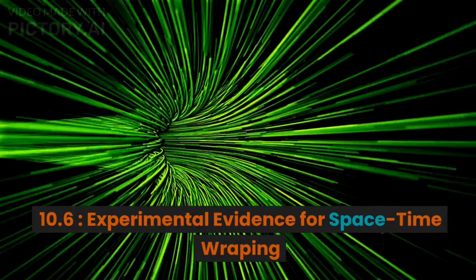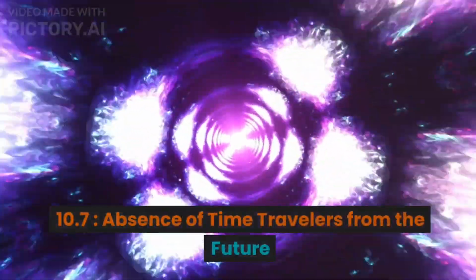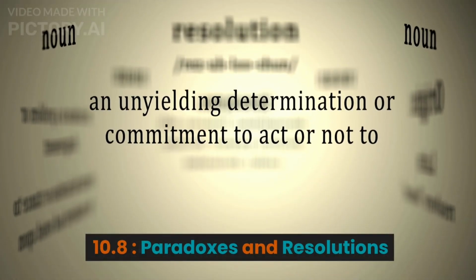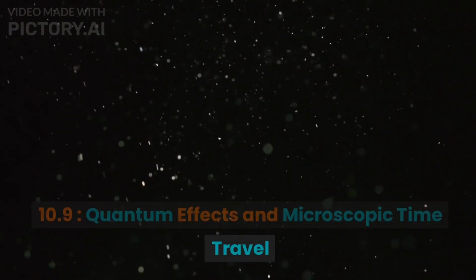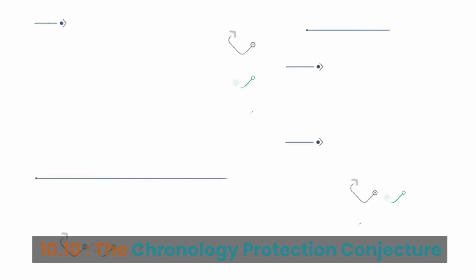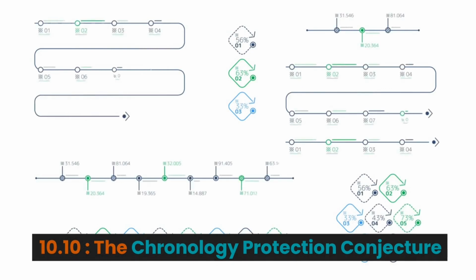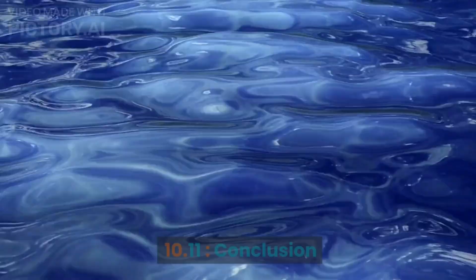10.6. Experimental evidence for space-time wrapping. 10.7. Absence of time travelers from the future. 10.8. Paradoxes and resolutions. 10.9. Quantum effects and microscopic time travel. 10.10. The chronology protection conjecture.